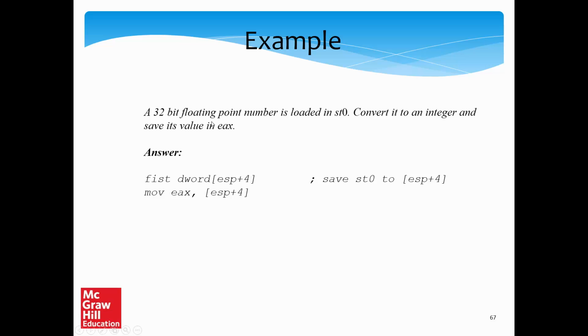A 32-bit floating point number is loaded in ST0. So it is present in ST0. Let us convert it to an integer and save its value in EAX. To do this, one thing that is clear is that from the set of floating point registers, the direction of data flow is from the floating point registers to memory.